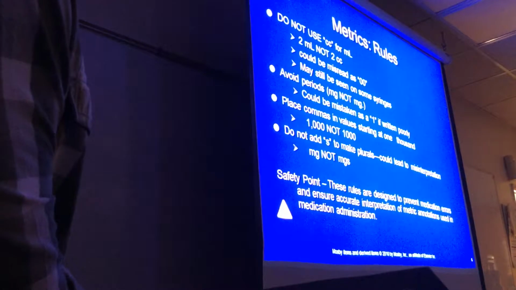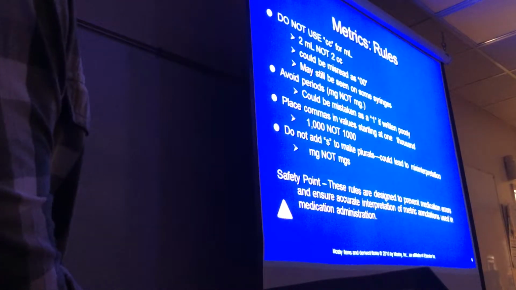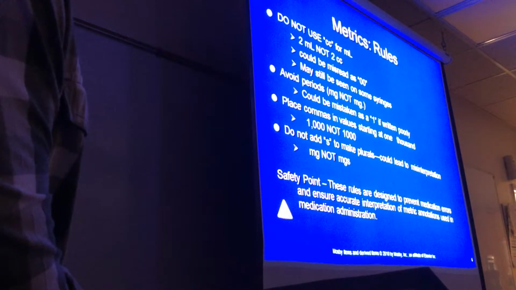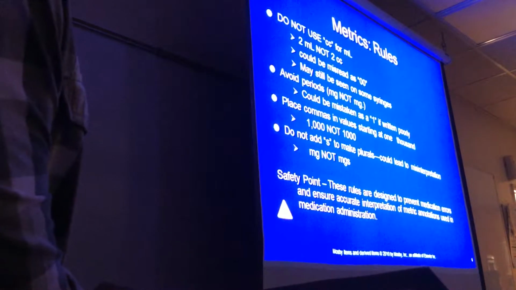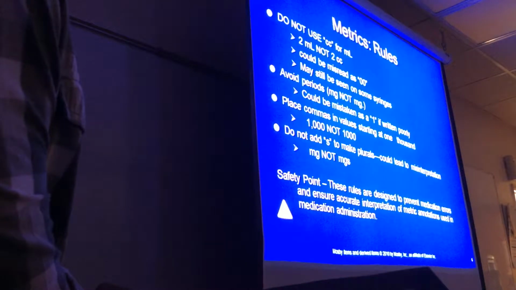Avoid periods, especially with my handwriting, it could be mistaken as a 1 if written poorly. So make sure that there's no periods. We know that mg is an abbreviation for milligram. We get it. You don't have to prove a point by putting a decimal place, or a period. So just make sure mg is okay.